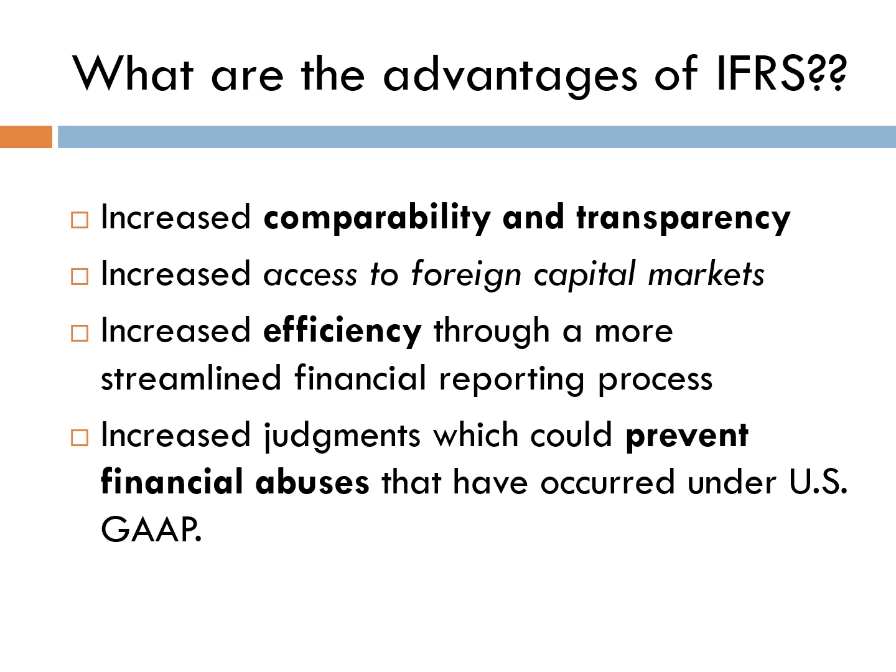And then the third one, the adoption of IFRS might increase efficiency through a more streamlined financial reporting process. It is not necessary to use detailed implementation as adopted in America, for example, which adopts rule-based standards. So using general principles and our professional judgment, we might prepare financial statements more efficiently. And the next one, the adoption of IFRS may also increase judgment, which could prevent the financial abuses that have occurred under US GAAP.